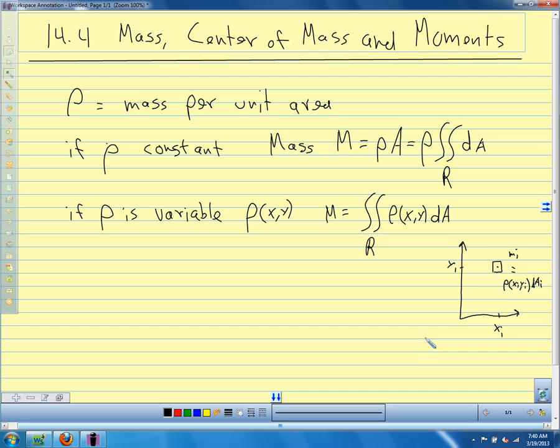So if we know this density function, we can find the mass of a region. We just do our regular double integral. It's exactly the same as what we've been doing, just a different application. Now what we're going to do is use this idea of a density function and looking at the mass of a little section of our region, and use that to find our center of mass and our moments.